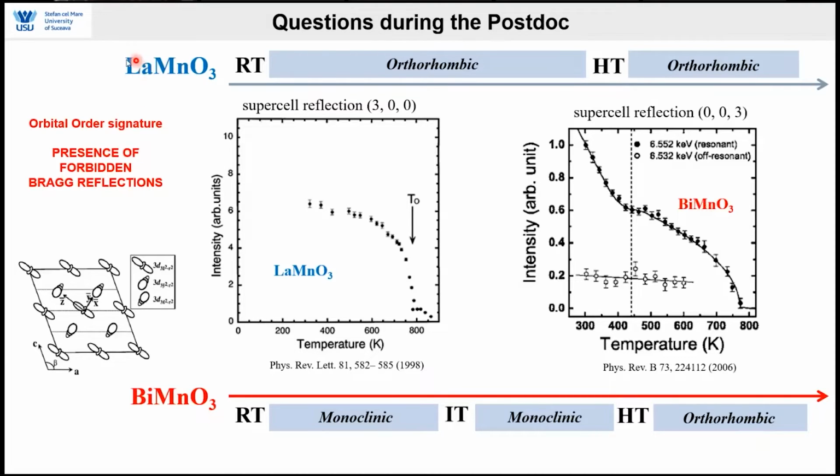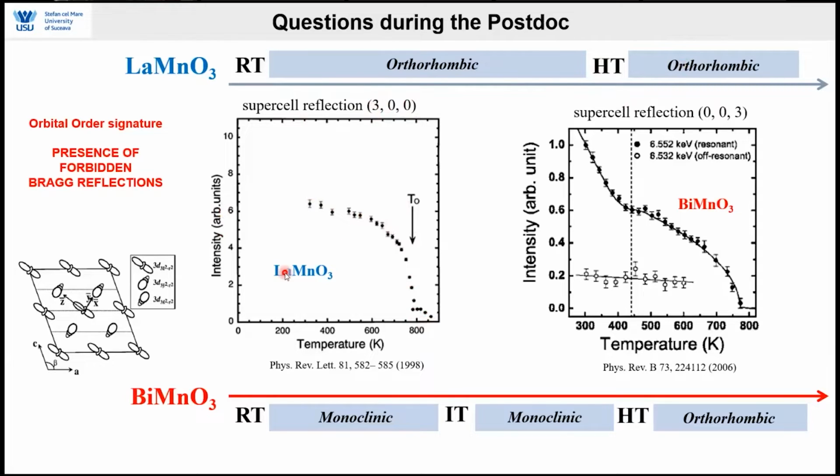In lanthanum MnO3, what's happening is at room temperature, you have an orthorhombic symmetry. As you increase the temperature, you have a phase transition and you go to another orthorhombic symmetry. If I look at some quantity called supercell reflection, what I see is that where I go from one orthorhombic to another orthorhombic, the intensity of this Bragg reflection goes to 0. So at exactly 800 Kelvin, I have a transition because one parameter in this system goes to 0. This is how I define a transition. I have an order parameter.